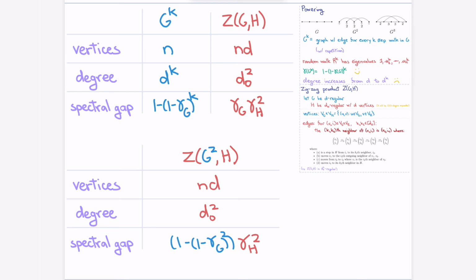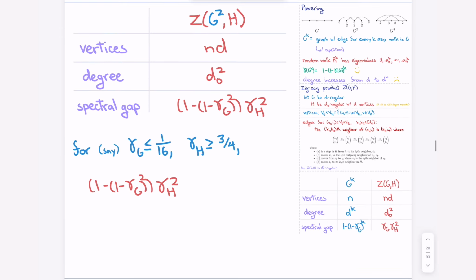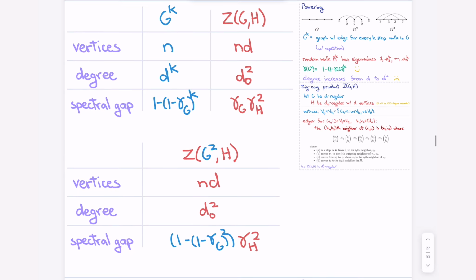So basically, the degree is going to jump from d0 squared to d0 to the fourth, back and forth. And then you have this spectral gap, and the question is, does this actually make improvement? That's the spectral gap for H. It's going to be a constant because H is this magical expander.